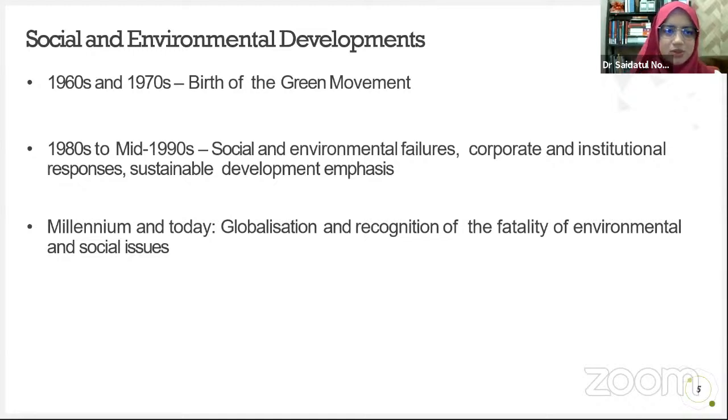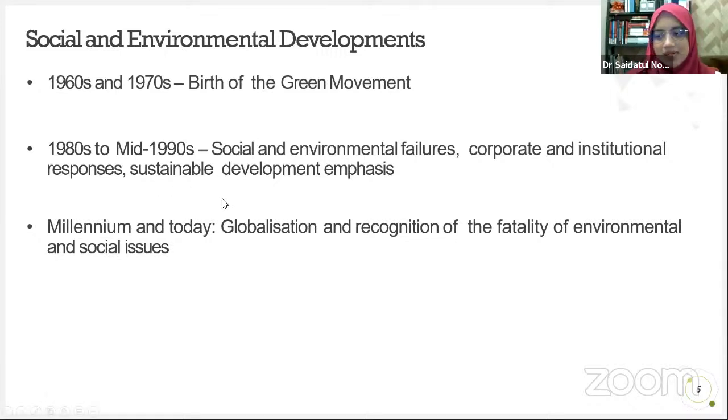When we think about social and environmental developments, we think about sustainability, we might think that this is maybe just about 10 years ago. But no, it started about 40 years ago, in the 1960s and 1970s with the birth of the Green Movement. And then in the 1980s to mid-1990s, it was social and environmental failures, corporate and institutional responses, and sustainable development emphasis. Here in the 1990s, companies started to report or look at their social impacts, the impact of the businesses on their employees, especially human rights. And then they looked at the environment. So it's social first and then environment.